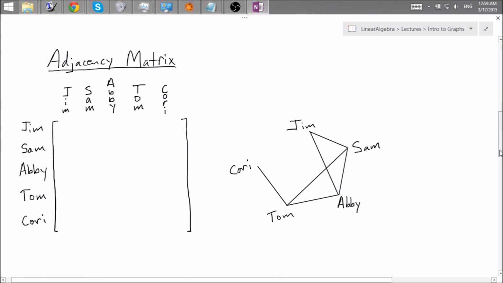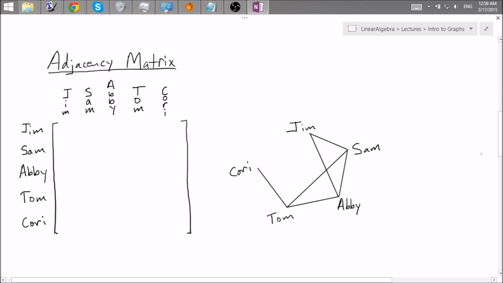We label all of the rows and columns of the matrix with the names of the vertices. So here Jim, Sam, Abby, Tom, and Corey goes along the rows and the columns. We're going to populate this matrix with zeros and ones with the following rule. 0 means that there is no edge. And if we put a 1, that means that there is an edge between two vertices. By convention, we say that no one is connected to themselves, so Jim is not connected to Jim. There's no loop going from Jim back to Jim, so we put a 0 in this first spot.